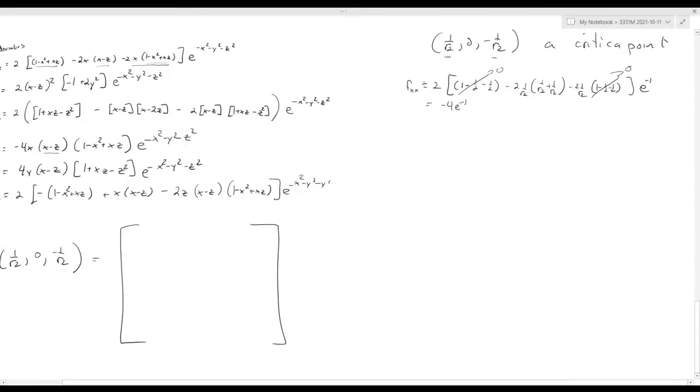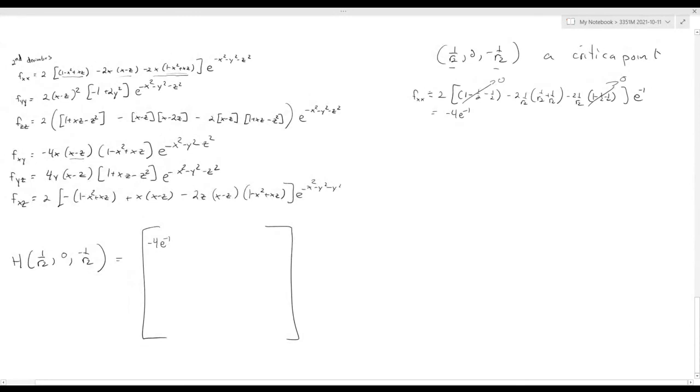Anybody else get this? Okay. fyy will be, wait a minute. No, please, it ain't so. Is fyy 0? It's not 0. Why not? x minus z is... Oh, because y is 0. Okay, gotcha. So fyy, thank goodness.